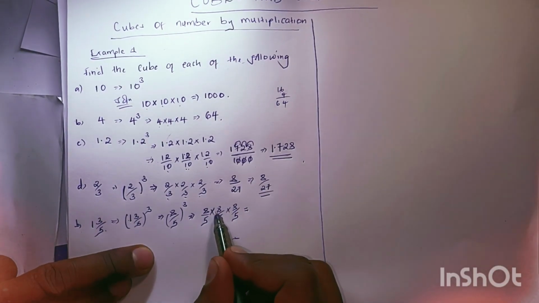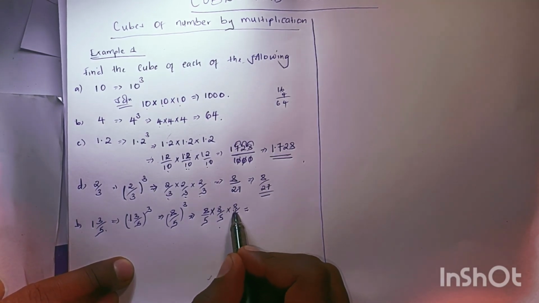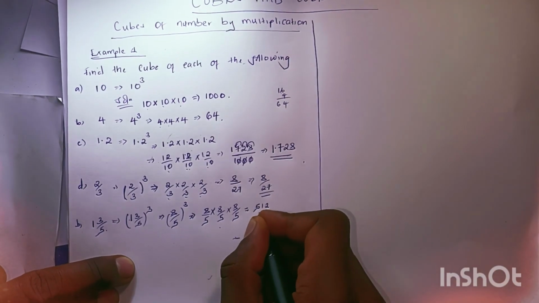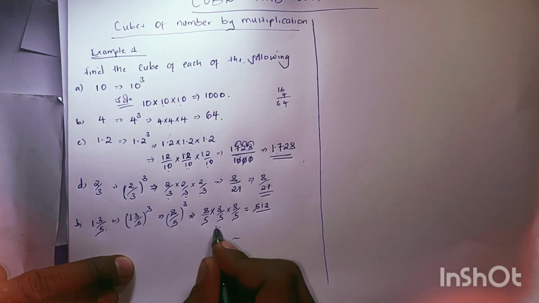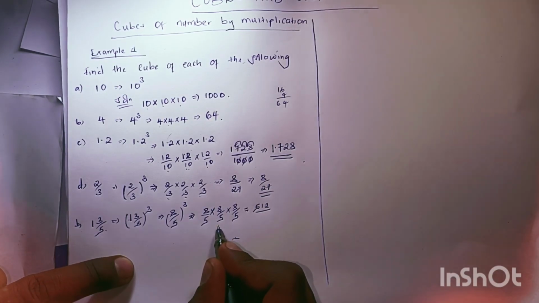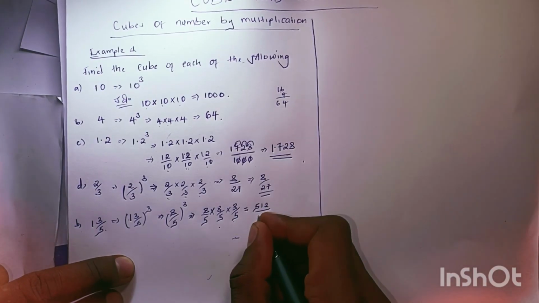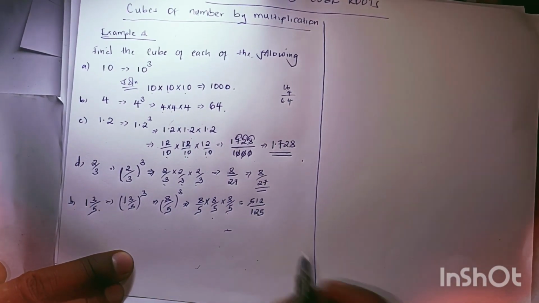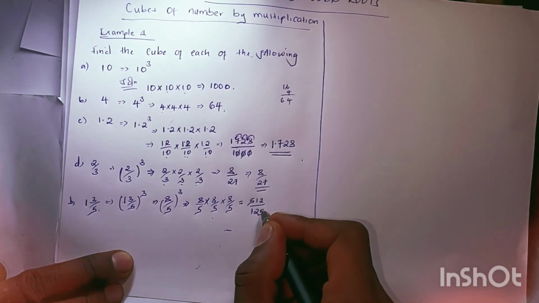So 8 times 8, I'll be able to get 64. When I take 64 times 8, I'll get around 512. What about 5 times 5? That is 25. Then 25 times 5 is around 125. If I take that one, then I'll have to divide. I have to simplify.